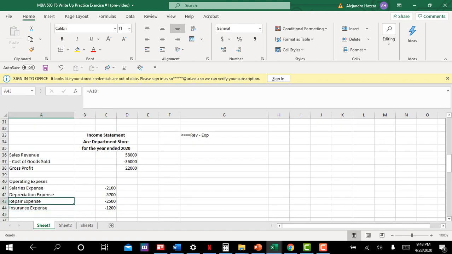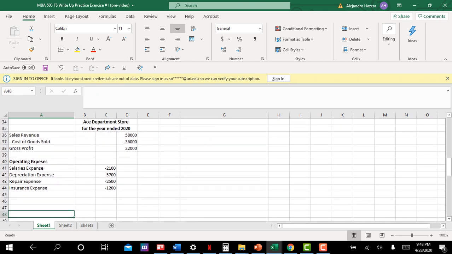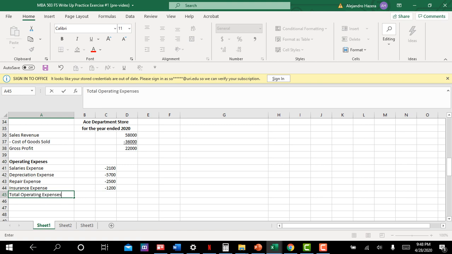Okay, so those are all your operating expenses, and I'm just going to put this in bold because it is a subsection subtotal. So I'm going to put here total operating expenses. The total operating expenses is going to be equal to the sum of these four. I could use the sum function. Okay, so your total operating expenses are 11,500.